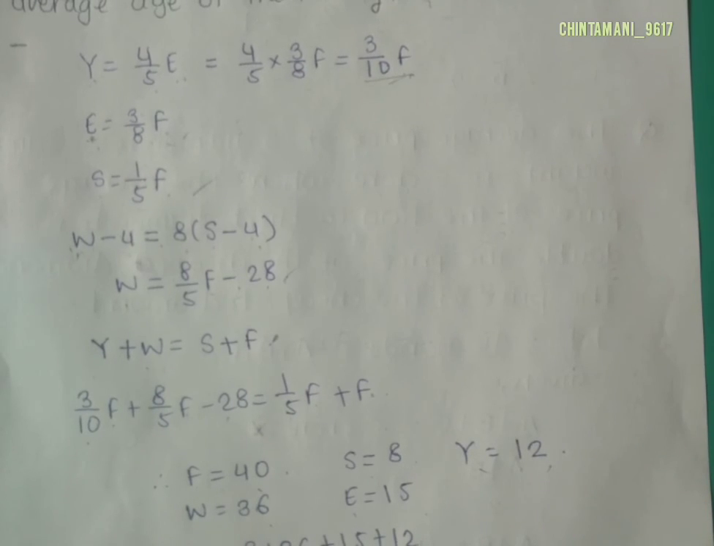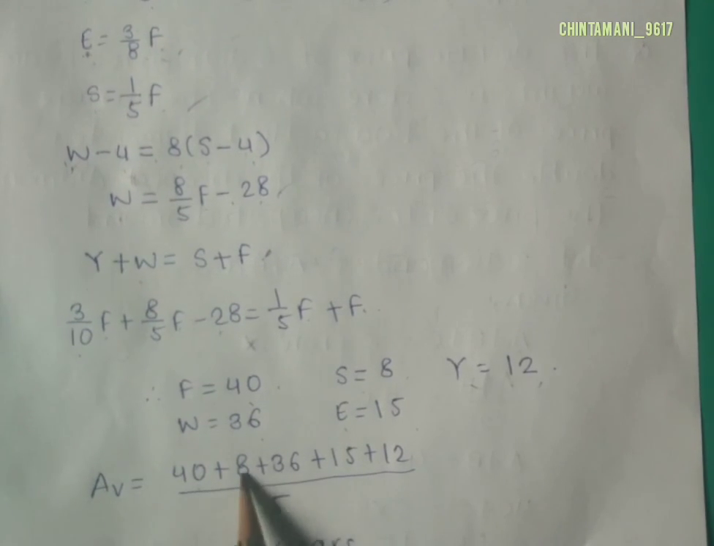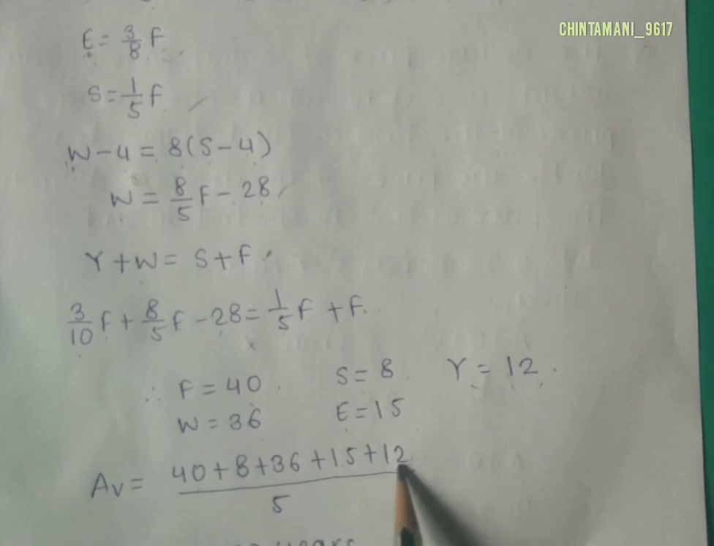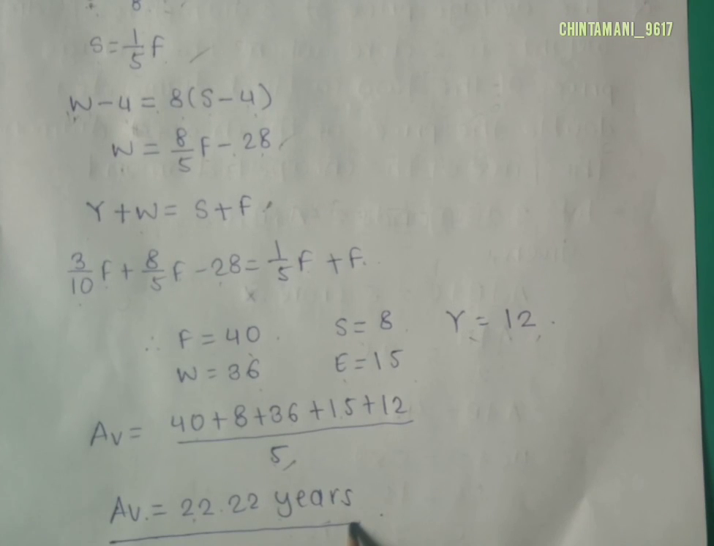So we have to find the average age of the family. So how can we find that? The average is written as this: 40 plus 8 plus 36 plus 15 plus 12 divided by 5. 5 because there are 5 numbers. So our average for the family is 22.22 years. The average age of Aman Verma's family is 22.22 years.